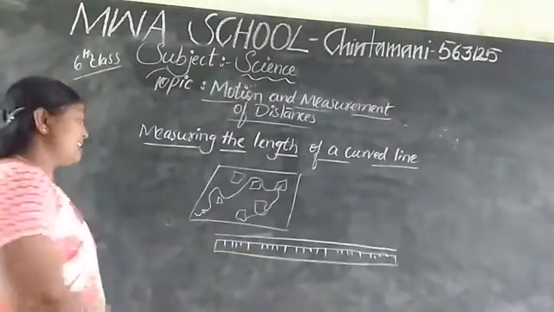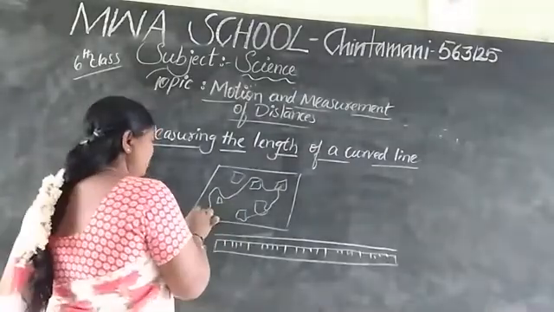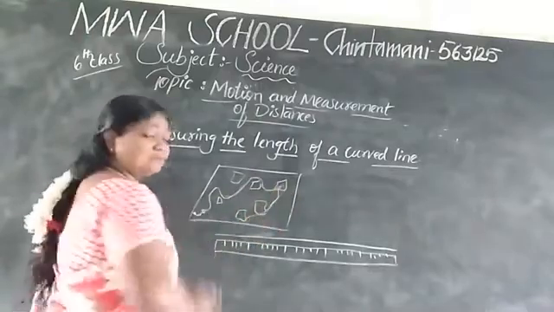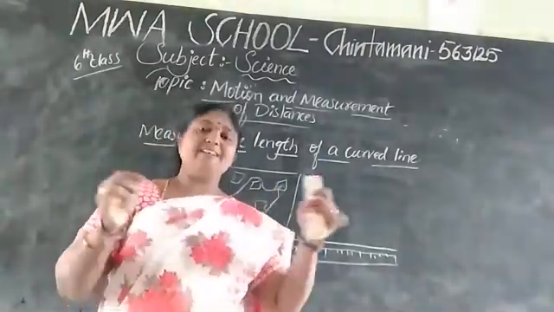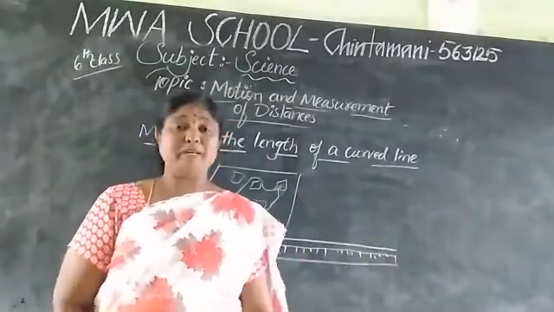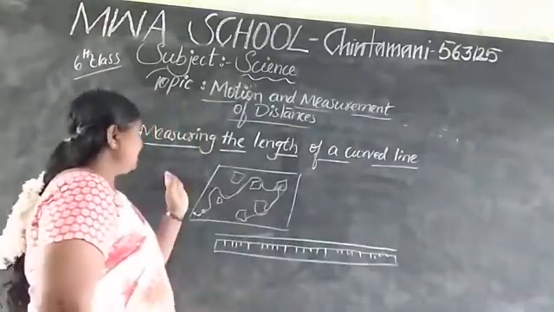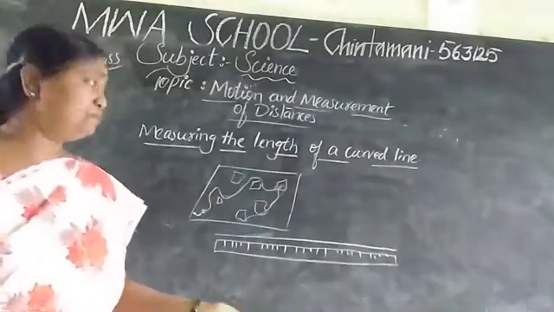Now start from here, place a thread where the ants are moving slowly, you also place the thread like this. See how much distance it has traveled, and remove that thread, make it into a straight one. Then easily we can measure by using our scale. Is it? Yes. So like this we can measure the length of a curved line.